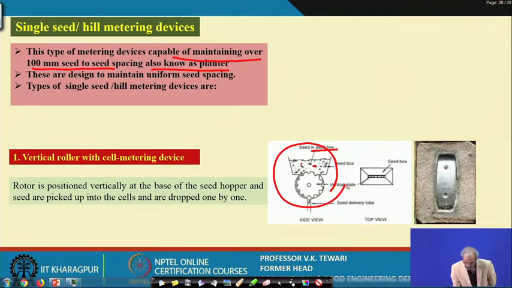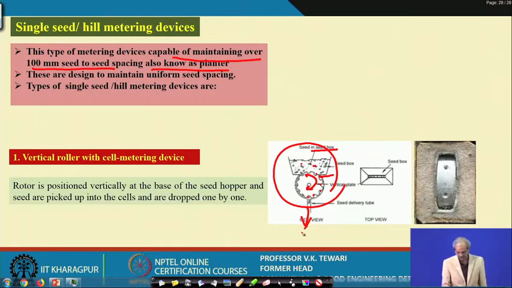Here this vertical plate will have these small holes on the periphery. As this rotates, they will pick up the seeds within those cup-like things, and the seed will move along, and at this point it will be sown. The seed delivery will take place. This is a very simple one, and in fact good for very small seeds like mustard, jute and things like that.